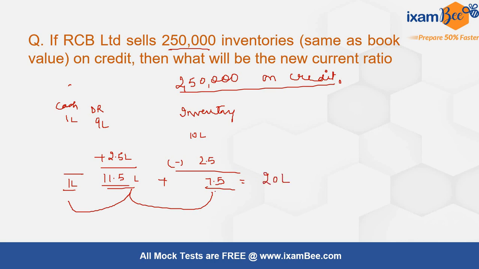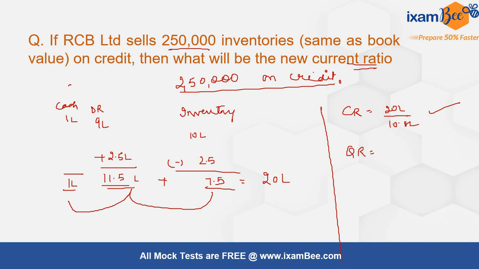So 11.5 plus 7.5 is 19, right? And plus 1 lakh is 20. So the new current ratio will be the same, right? So there is no change in the current ratio, which is 20 lakh upon 10.8 lakhs. It is the same, but the quick ratio will change.